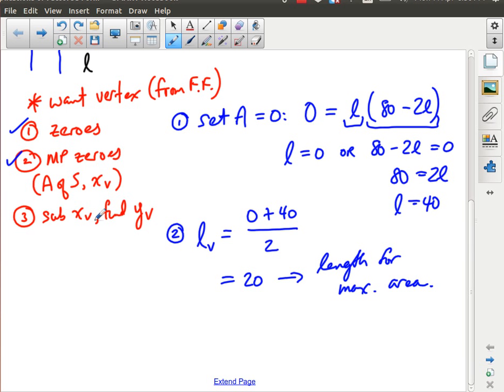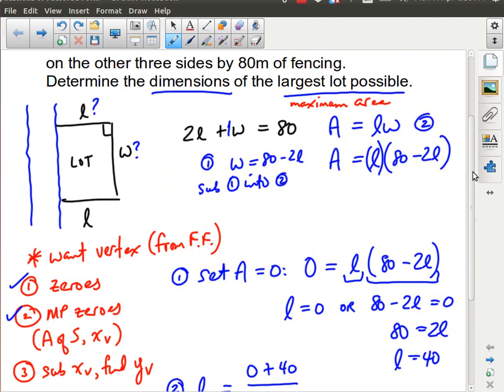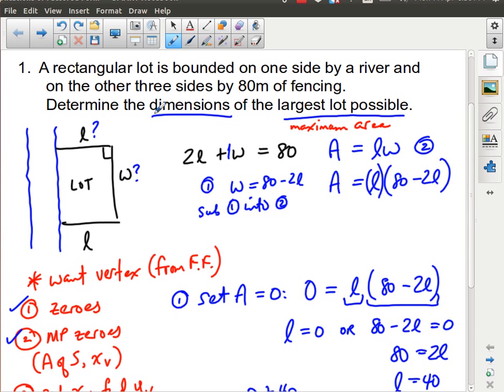And the reason why I said, we've done 1 and we've done 2, the reason why I said we won't need 3 is because if we go back and take a look at our original question, we are interested in the dimensions of the largest lot possible. So we're interested in L and we're interested in W. Well, now that I have the L that I need, can I find that W? I can actually find that from here, W in terms of L. So I can just sub that L in.